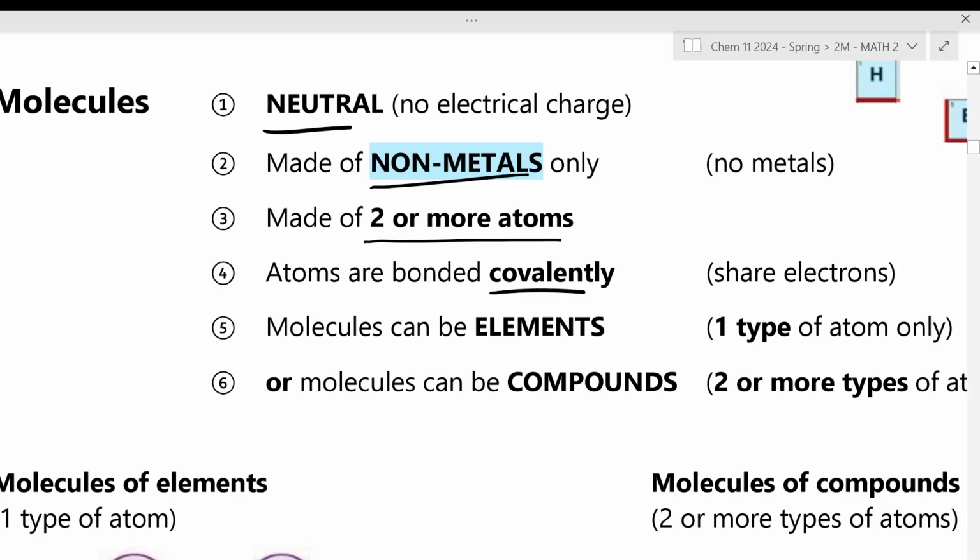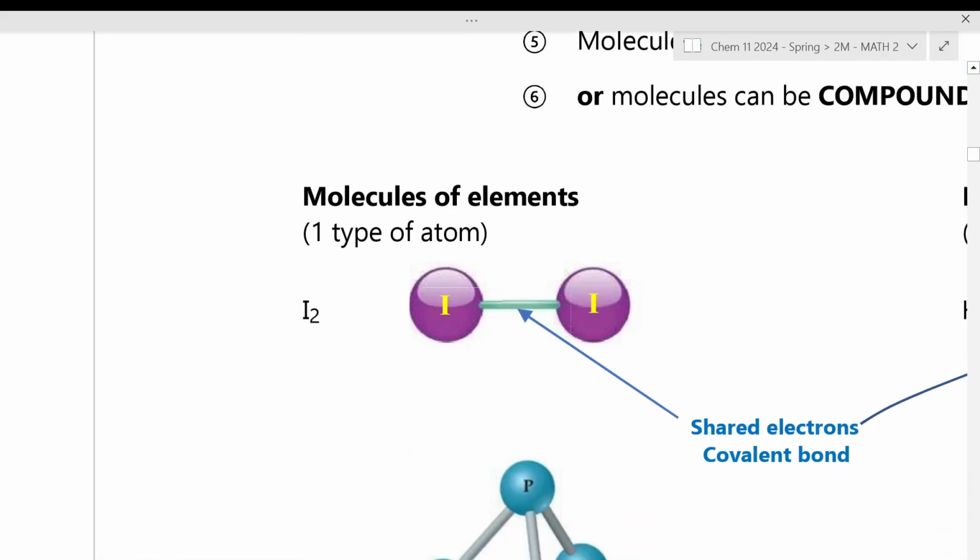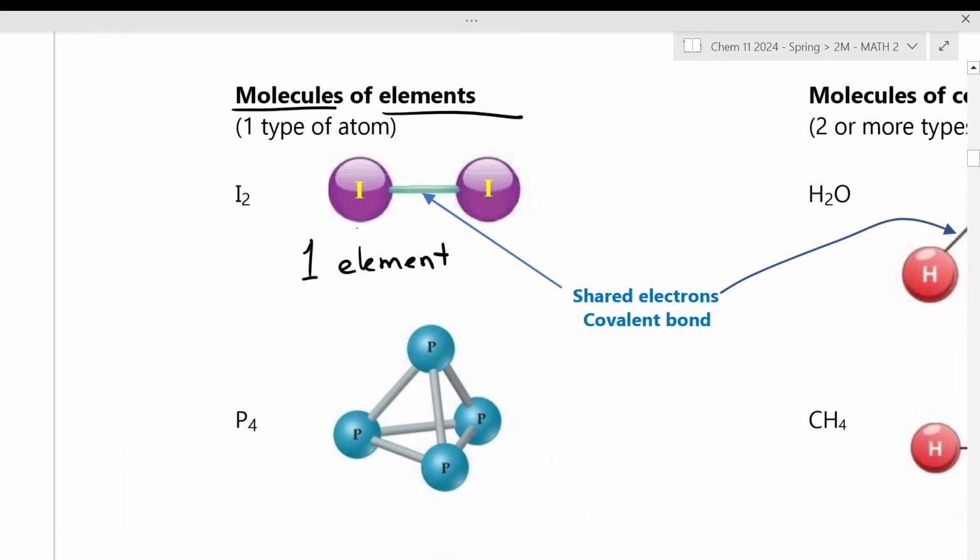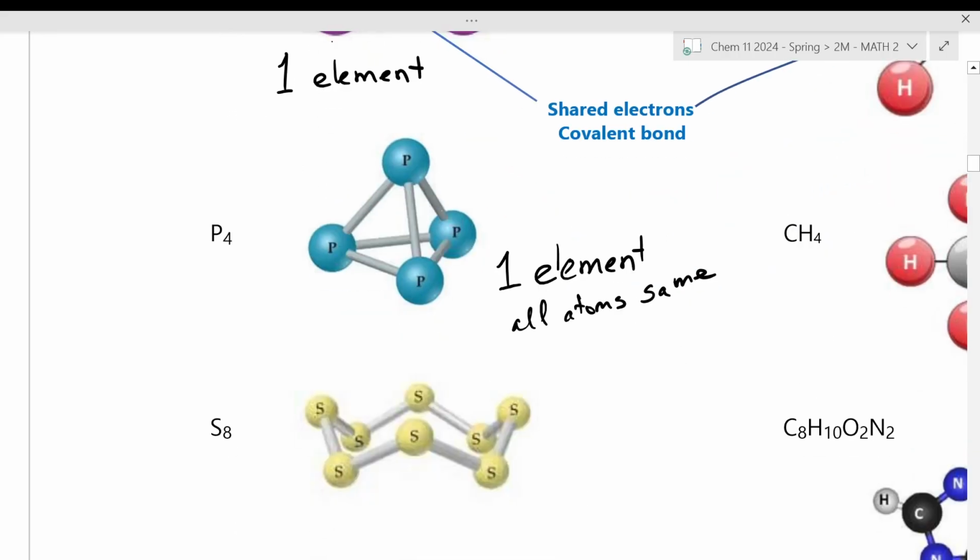Molecules are bonded covalently. What does it mean to be bonded covalently? They share electrons. Yes. Can a molecule be an element? Yes. If you have iodine bonded to iodine, that is 1 element, so that is a molecule of an element. If you have 4 phosphorus all bonded together, that is 1 element because all the atoms are the same. If we have sulfur, that is 1 element. Okay?